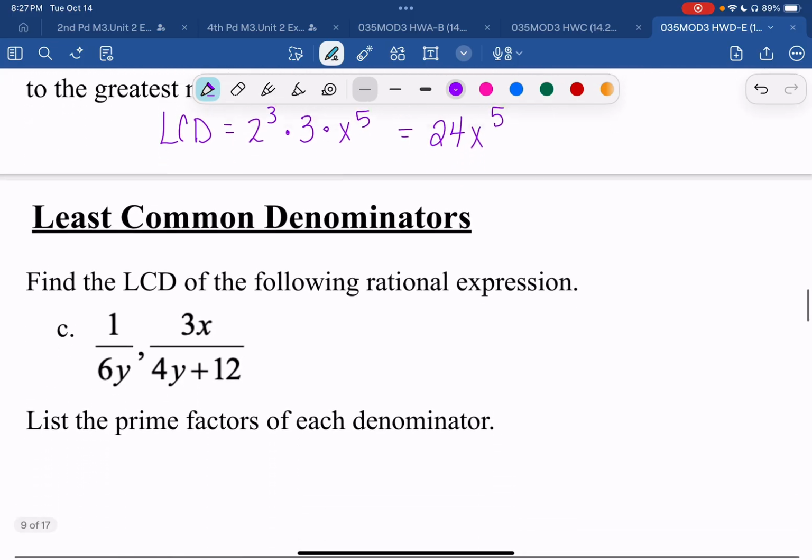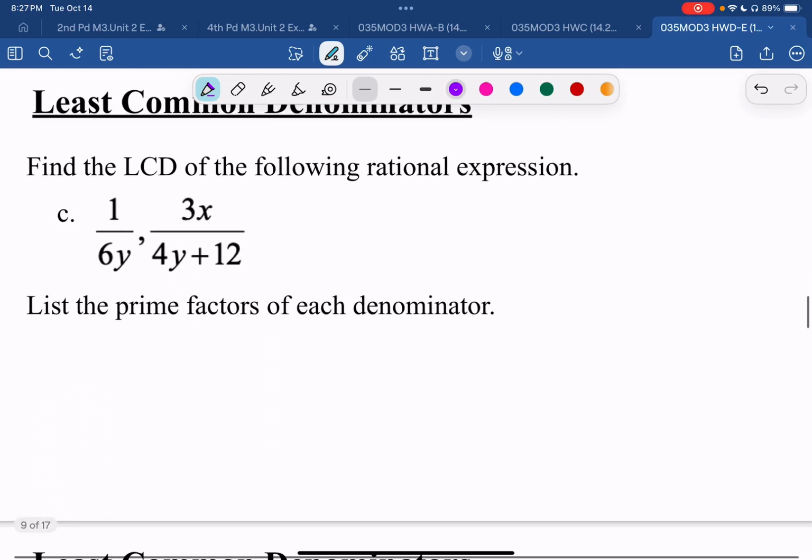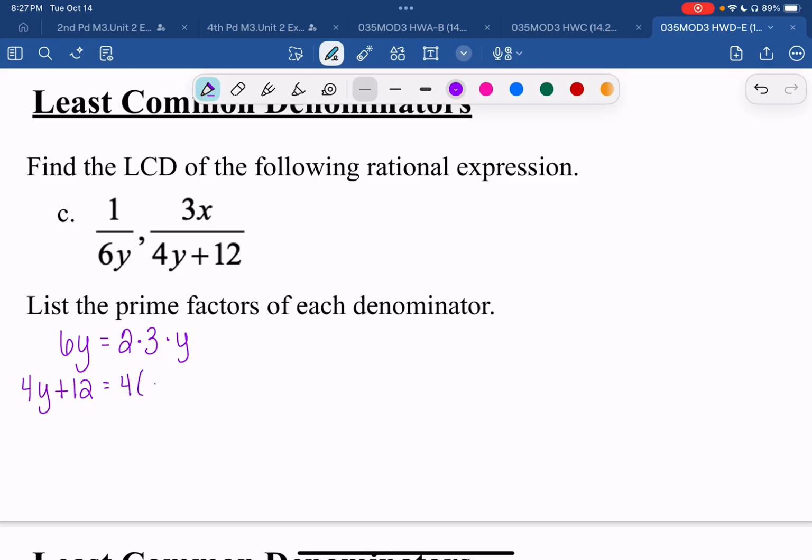Okay, so now, what if we have something like this? Well, let's start with 6y. Prime factors of 6y. Well, 6 would be 2 times 3 times y. All right, 4y plus 12. Well, I can take out a GCF, which is 4, leaves me with y plus 3. Okay, well, I can break 4 down. 4 is 2 squared and y plus 3.